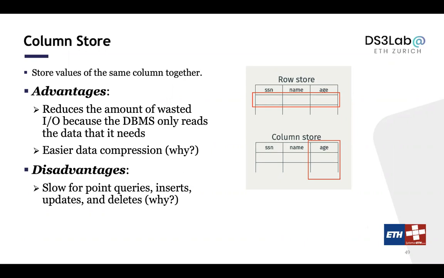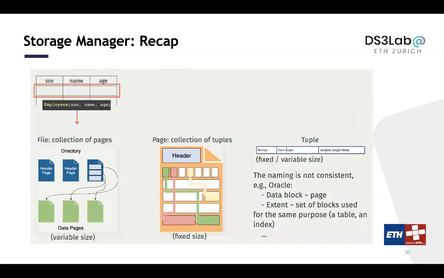Okay, so the disadvantage is it's going to be slow for point queries, right? For example, if I really want all the attributes associated with a single row, then with a column store layout that's going to be a little bit slow because you need to assemble a tuple from different pages, right? So there's always a trade-off, right? For different applications, you might need to pick the strategy that makes sense for you.